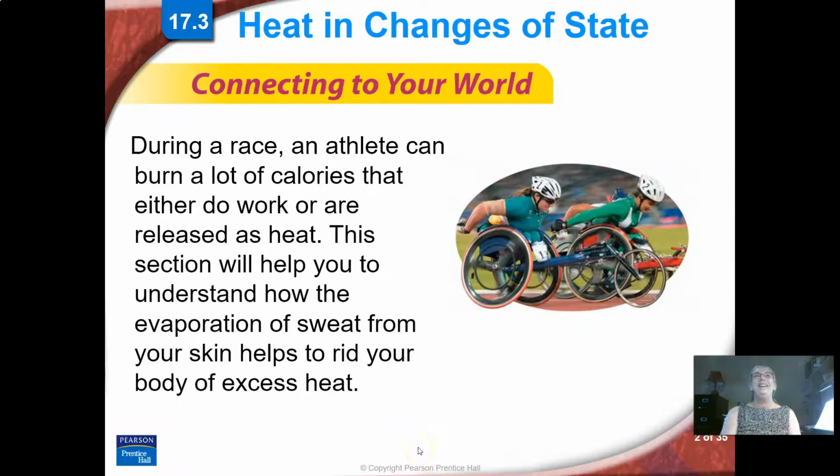Okay, we're going to talk about heat and changes of state. Remember, you can say changes of state or phase changes. Either one of those means the same thing. So we're going to talk about, like, if you were sweating a bunch, what does that evaporation do when we have the liquid on your skin changing to a gas as a vapor? So we're going to talk about that in this section.